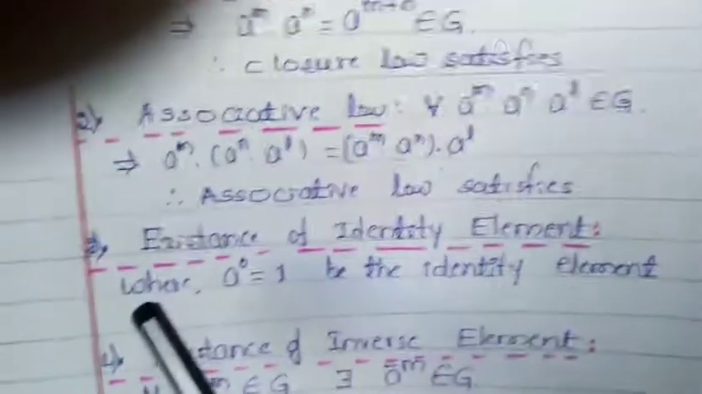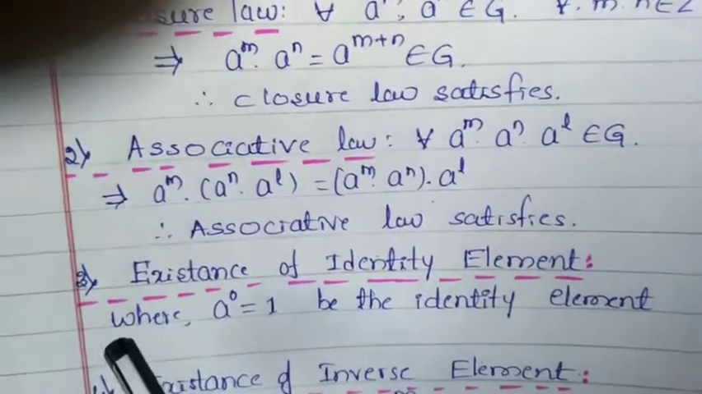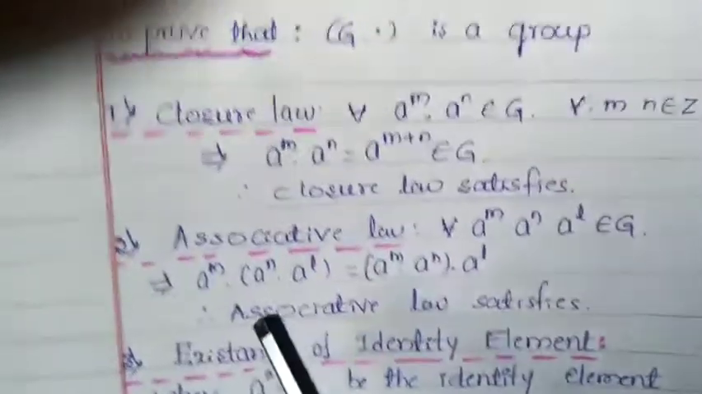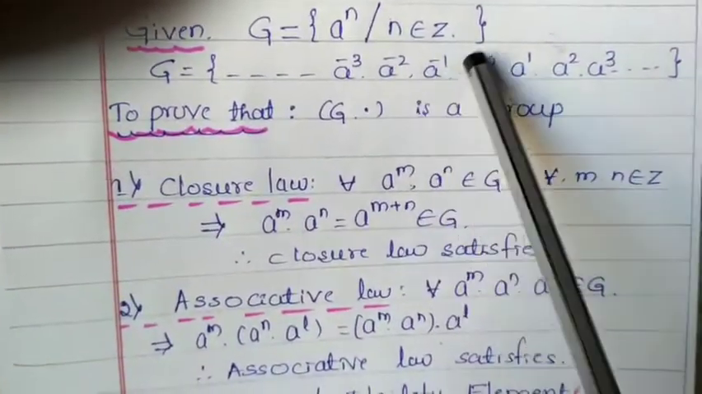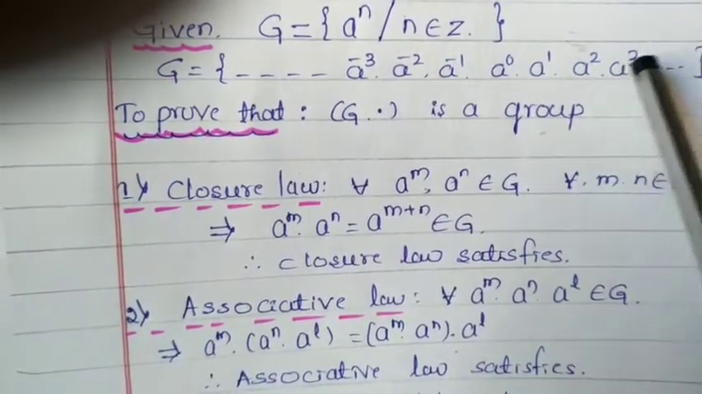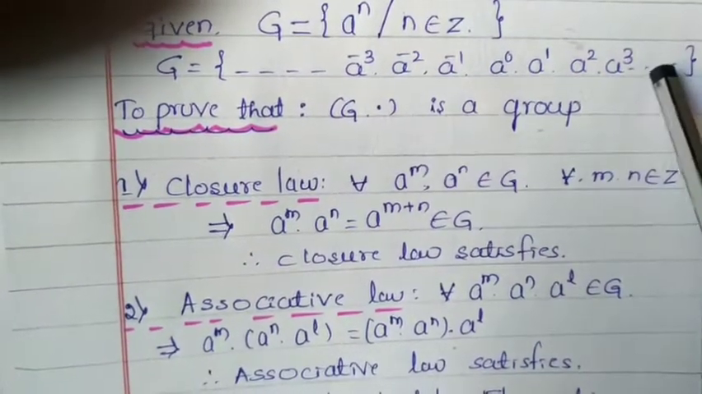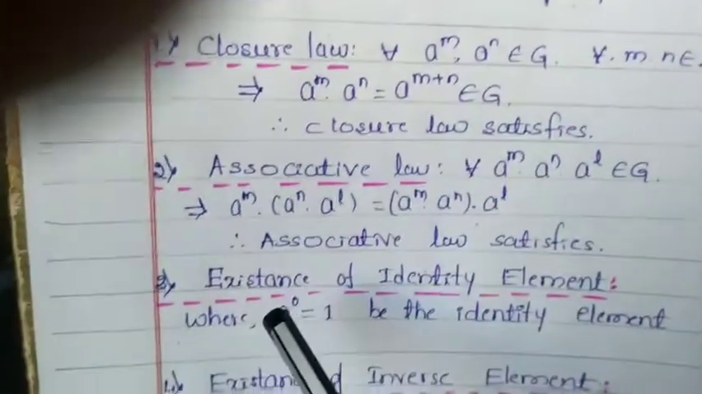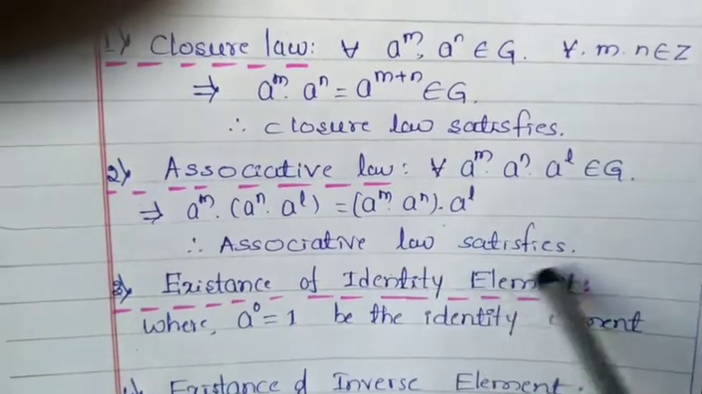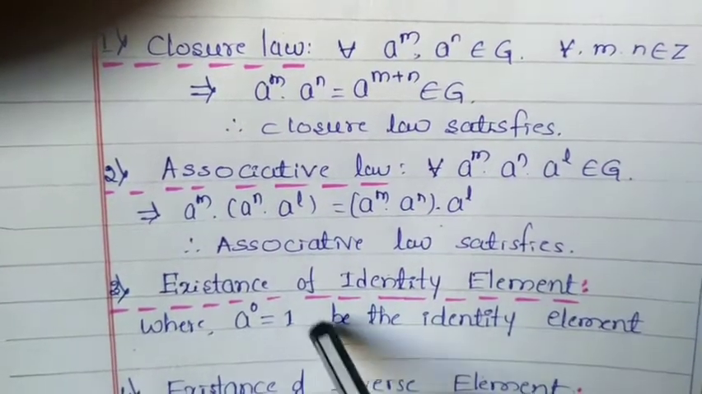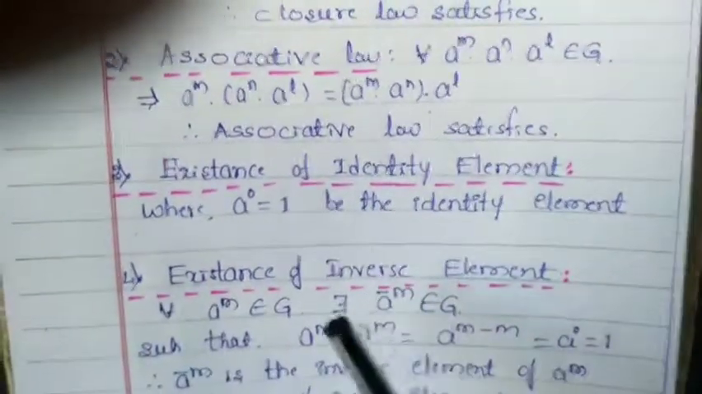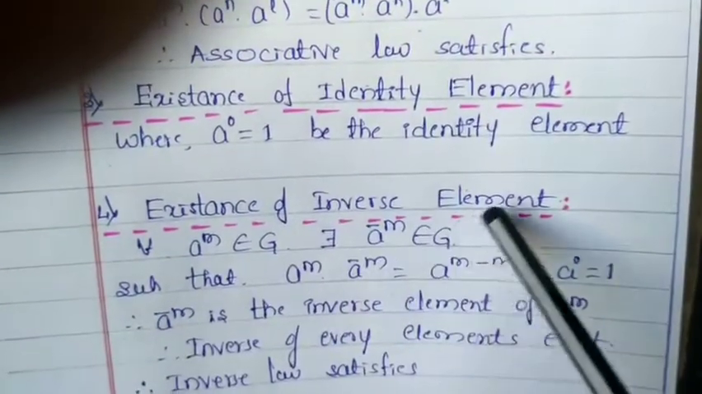The identity law is nothing but checking whether the identity element exists or not. According to multiplication, 1 is the identity element. Here, the value of a raised to 0 is 1. When 1 is multiplied to any element of G, the element remains the same. Therefore, a raised to 0 is the identity element. We identified that a raised to 0 equal to 1 is the identity element. Next, the existence of the inverse element.